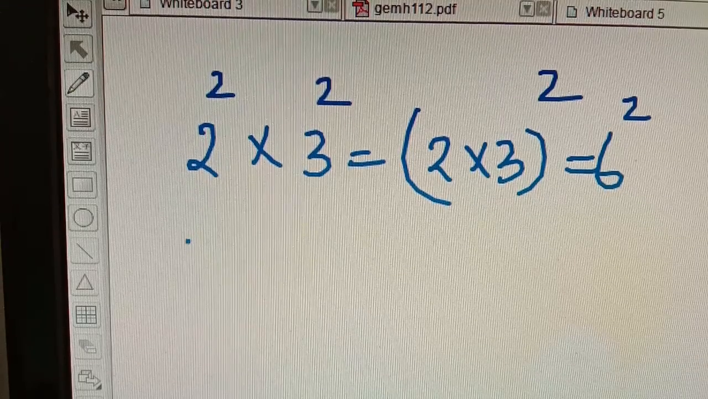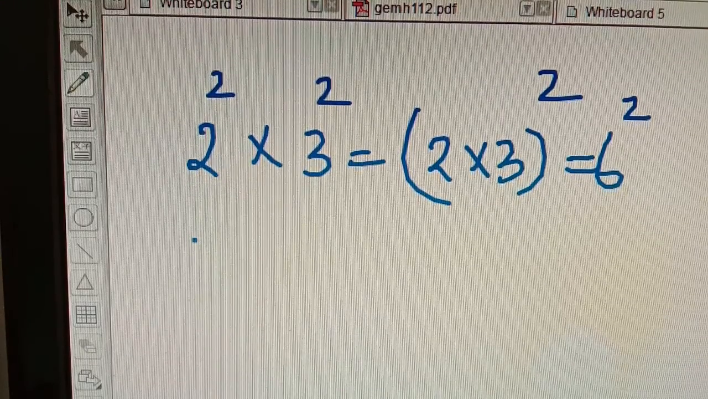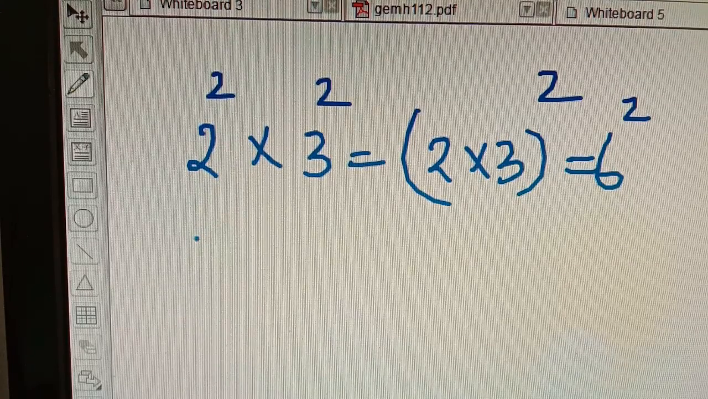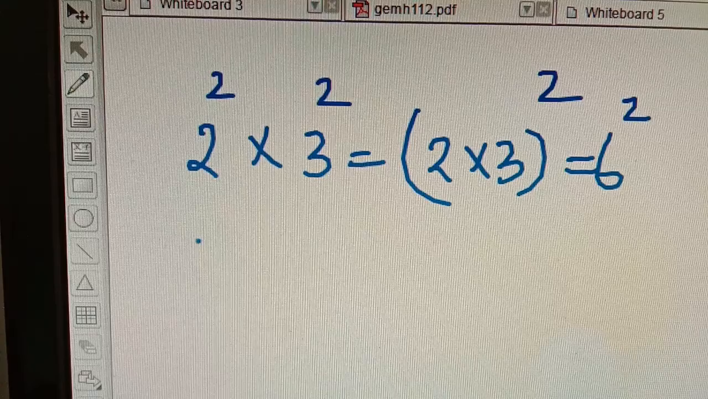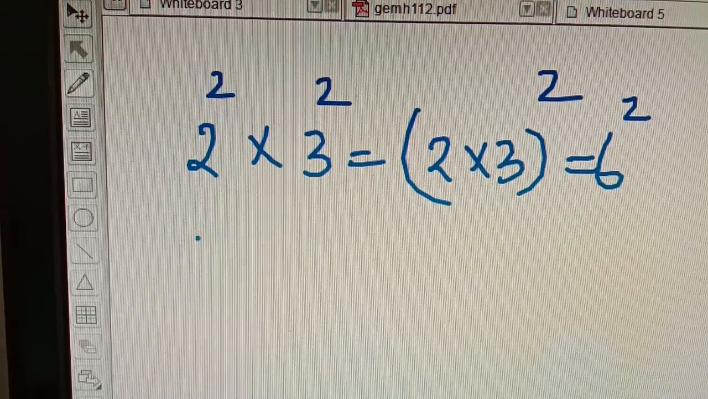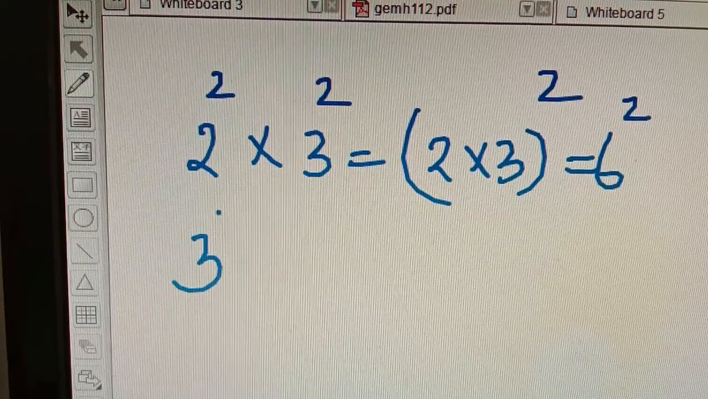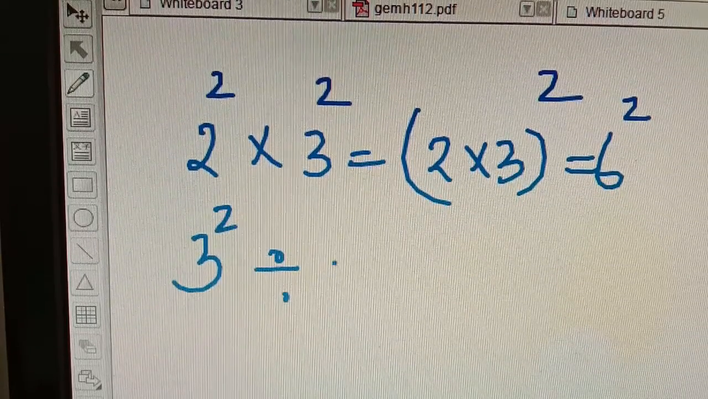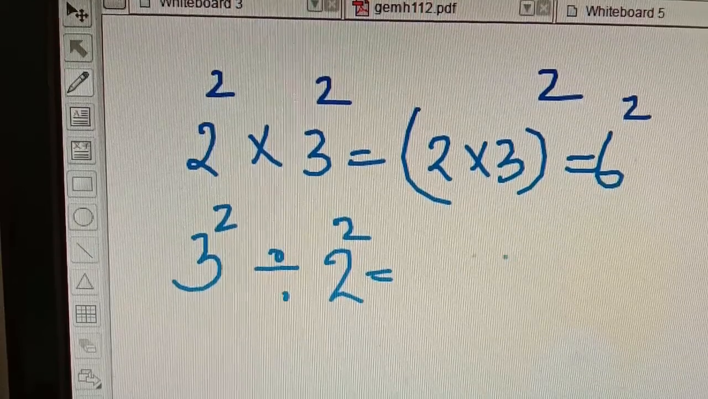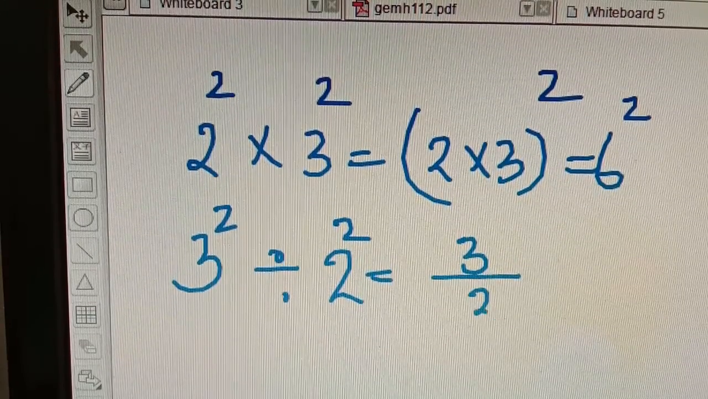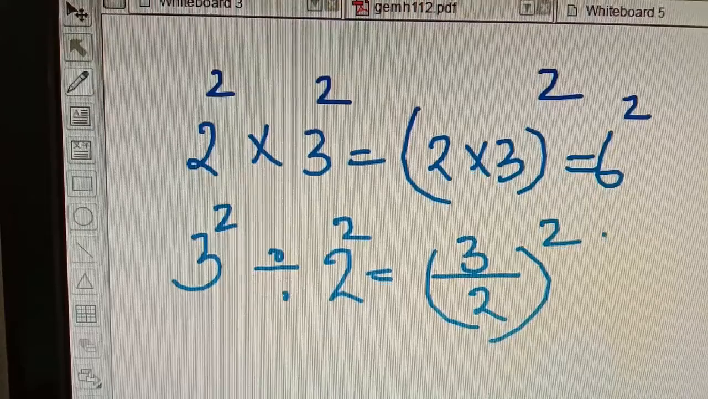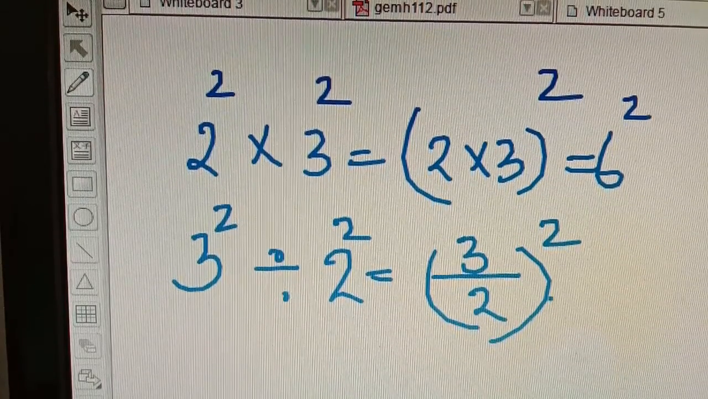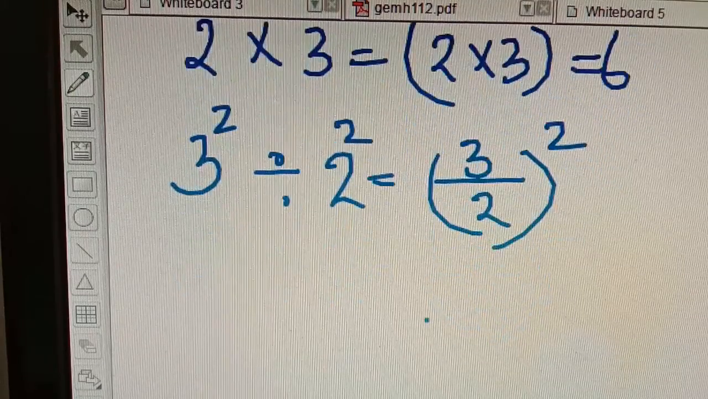Now the same way division also we can see. Then powers are same but bases are different. Here 3 to the power of 2 divided by 2 to the power of 2, so we can write it as 3 by 2 to the power of 2. A to the power of m divided by b to the power of m is equal to a by b to the power of m.